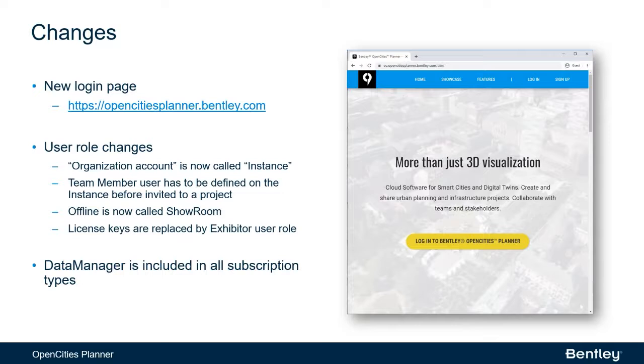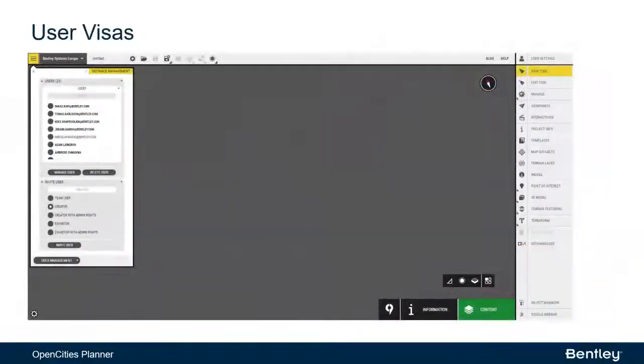The offline application has been renamed to Showroom, and we'll talk a little bit more about the changes in that specifically. But one of the biggest changes is that license keys for Showroom are replaced with the Exhibitor user role. And then finally, maybe the biggest difference is that the data manager tool, which is the content pipeline for reality data, for terrain data, for connecting to spatial databases and web services, that's included in all subscription types. So that's available to you in Azure.